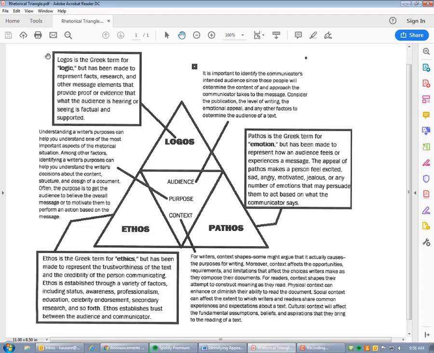The most common error we see with ethos is that because it means ethics, students automatically assume that anytime you see a moral or ethical argument, that is ethos. That's not true. So let's just try to not think of ethos as ethics. Let's just think of ethos as credibility and trustworthiness.